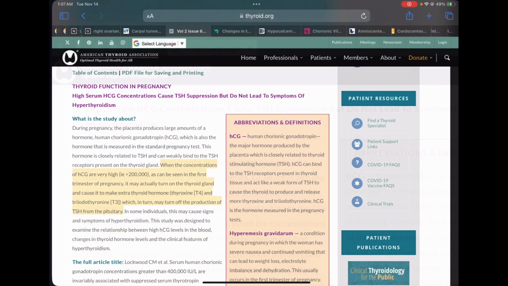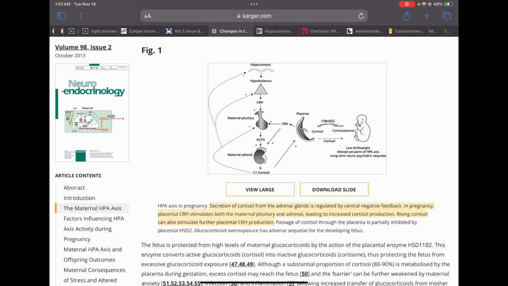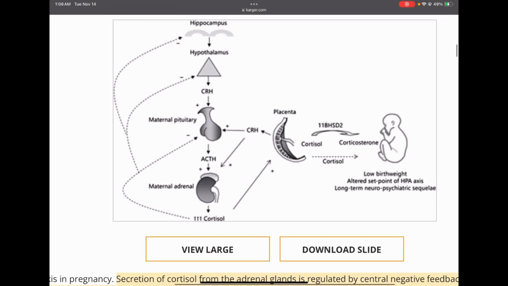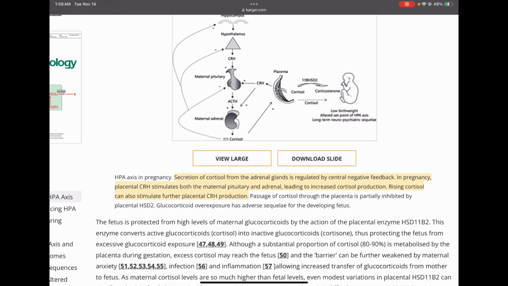Moving forward, adrenals: increased maternal cortisol throughout pregnancy, total and free. There is an increase in maternal cortisol right here. So this is the diagram. Secretion of cortisol from adrenal glands is regulated by central negative feedback. In pregnancy, there is placental CRH, the corticotropin releasing hormone, which stimulates both the maternal pituitary and adrenal. So there is a continuous supply of CRH coming from the placenta, which would induce the maternal pituitary and the adrenals to continuously increase cortisol production.